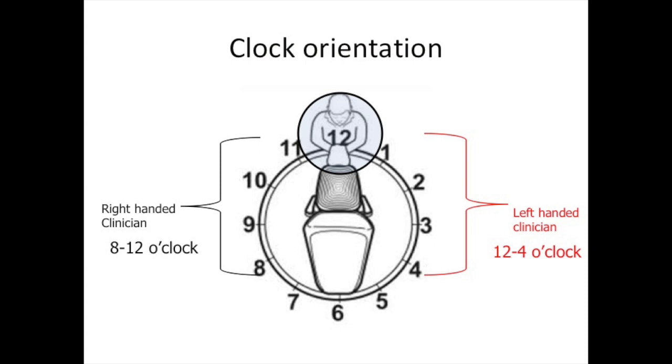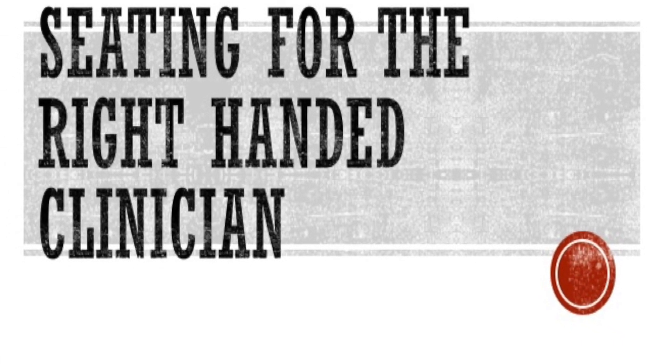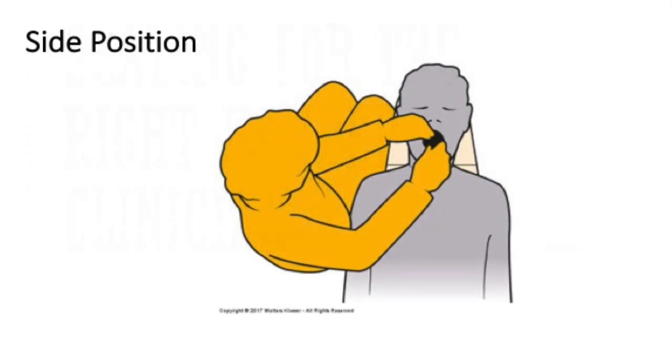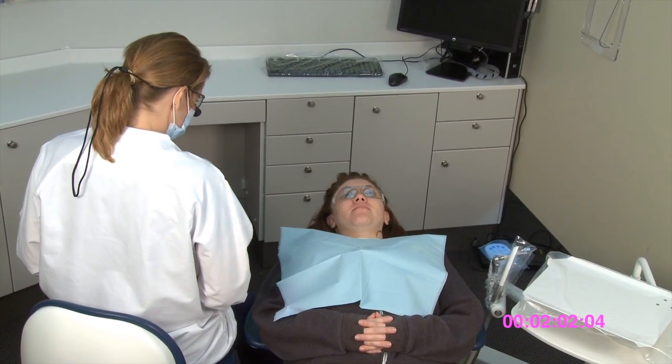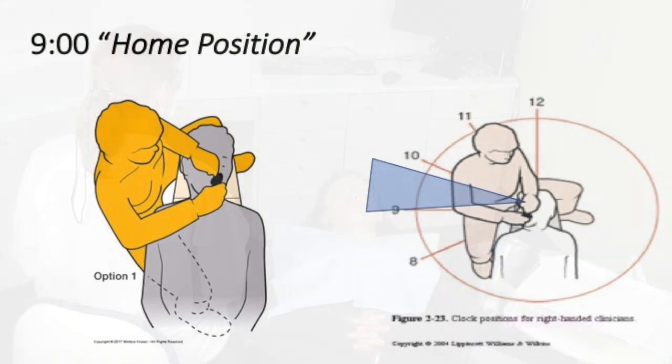Now let's orient ourselves with the clock positions. The spot directly above the patient's head is 12 o'clock, and at the patient's feet is 6 o'clock. Right-handed clinicians will work from 8 to noon, and left-handed clinicians will work from 12 to 4. Let's go through the seating positions. 8 o'clock or side position. This can be referred to as home. The alternate spot would be 9 o'clock.